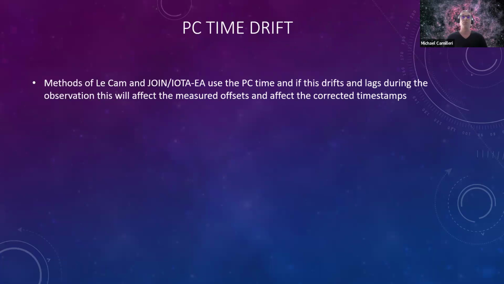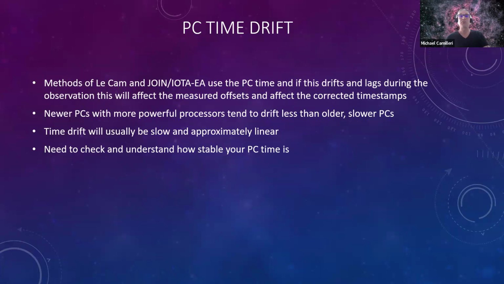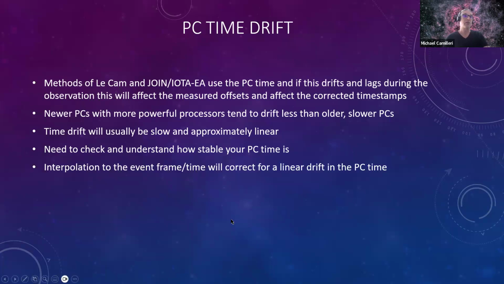PC time drift: because the times aren't logged, we're relying on the PC time for the base time for the frame and then correcting it for the GPS time flash. Your PC time will usually drift a bit, and it can drift enough during the time of an observation to move a little bit. That will generally be slow, and it will usually be linear. Newer PCs will tend to drift less, which is good news. Older PCs tend to drift more. You do need to understand how much drift you have, so that's something to check with your setup. Interpolation to the event frame and time will also correct for a linear time drift.